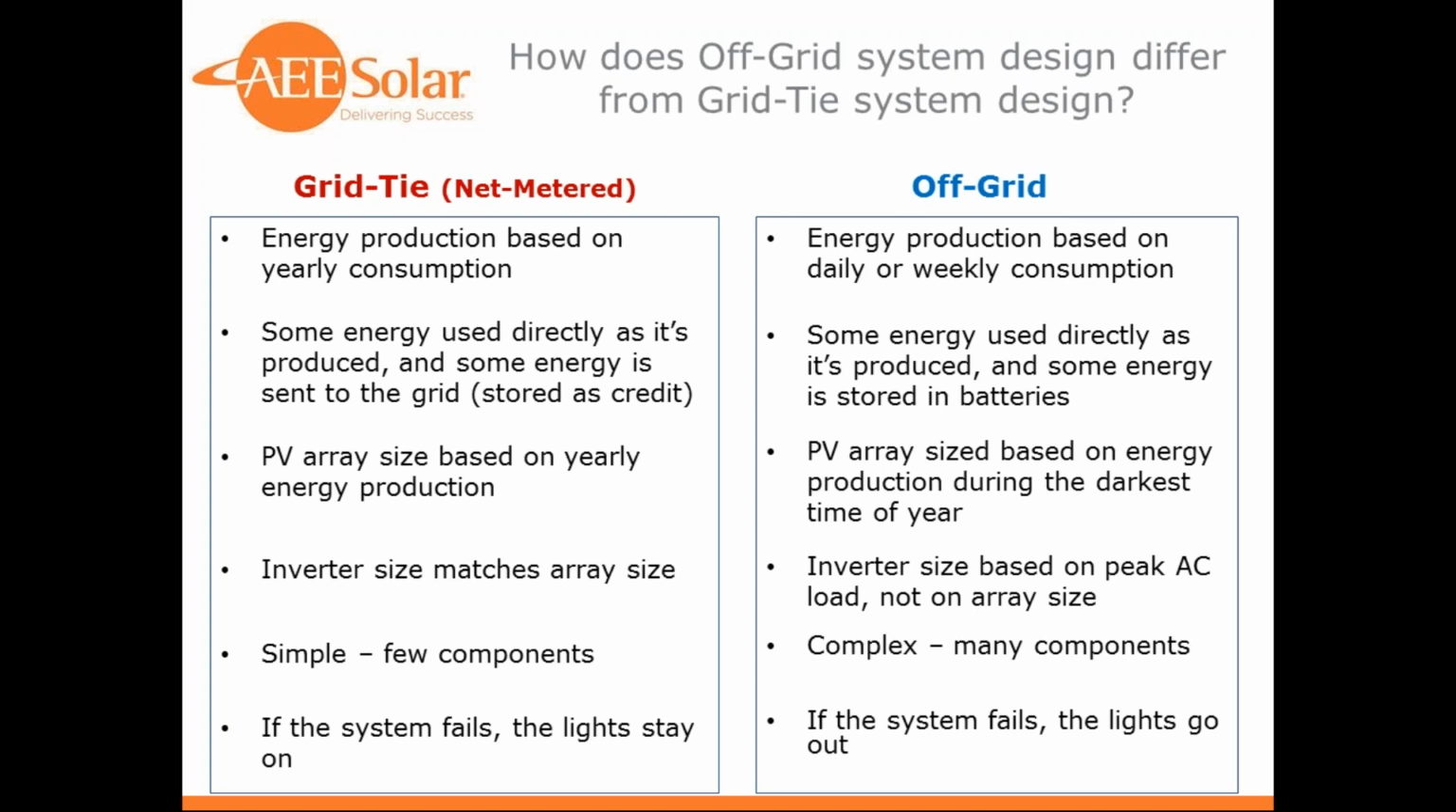In a grid-tied system, the inverter size matches the array size. So if you have a 5 kilowatt array, you generally have a 5 kilowatt inverter. You might have a 6 kilowatt array with a 5 kilowatt inverter, but those two sizes are pretty well matched. In an off-grid system, the inverter has very little to do with the PV array size. The inverter is sized based on the peak AC load, not the array size.